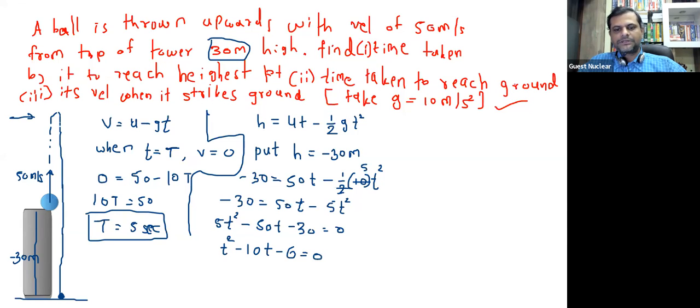Okay, so this becomes the quadratic equation actually, and this has to be solved so as to get that required time. But here we know that if we use any factors of 6, their sum will not be 10.